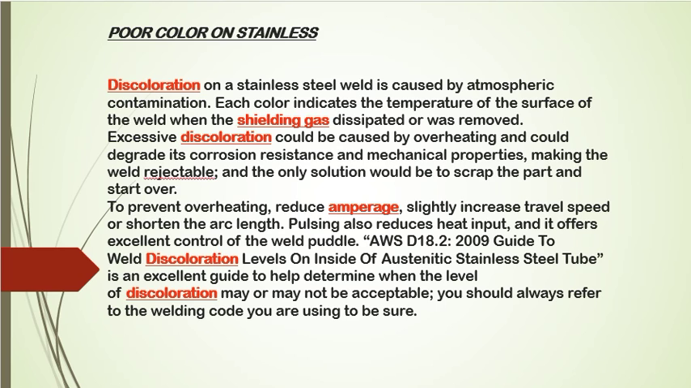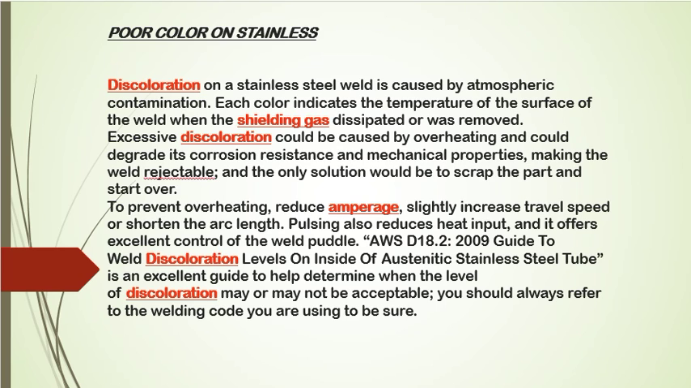To prevent overheating, reduce amperage. You have to reduce the amperage, and slightly increase travel speed. Then it will not overheat the area. Or shorten the arc length. Pulsing also reduces heat input and offers excellent control of the weld puddle. So if you use pulsing, it also reduces the heat input.